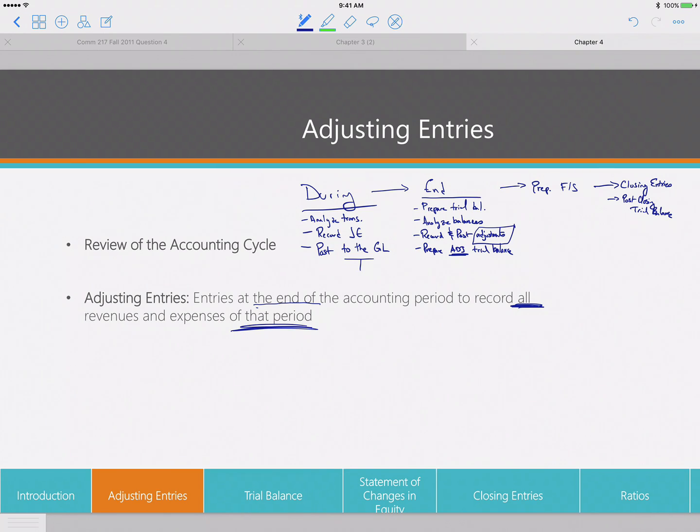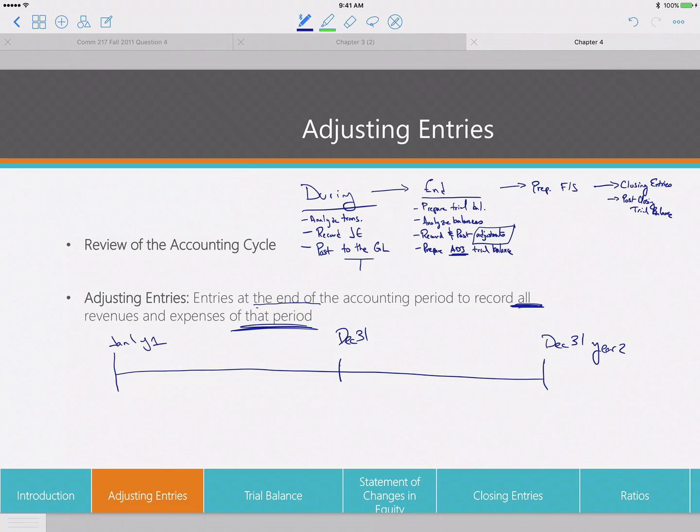So it is possible, and I'm going to make a little timeline for you. Let's say this is January 1st of year 1. Then here's December 31st. And then here's the next year, right? So December 31st of year 2, December 31st of year 1. So here we have year 1, and here we have year 2. So it is possible that we would have an expense that would start in one period and end in the other.